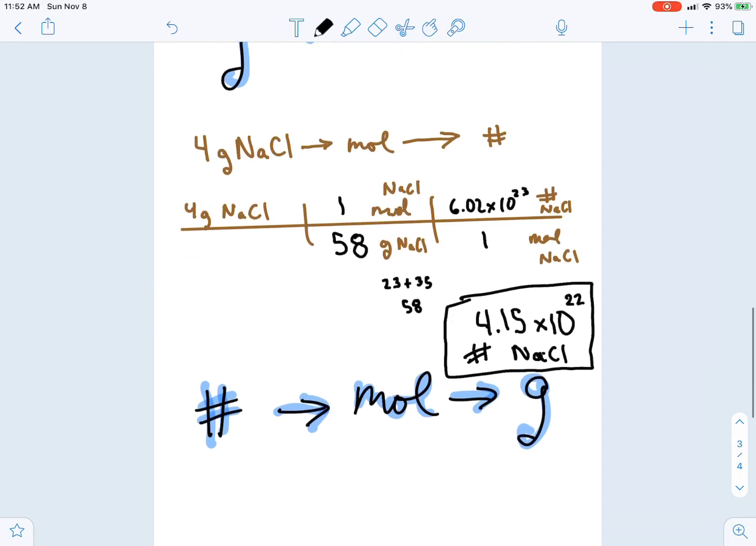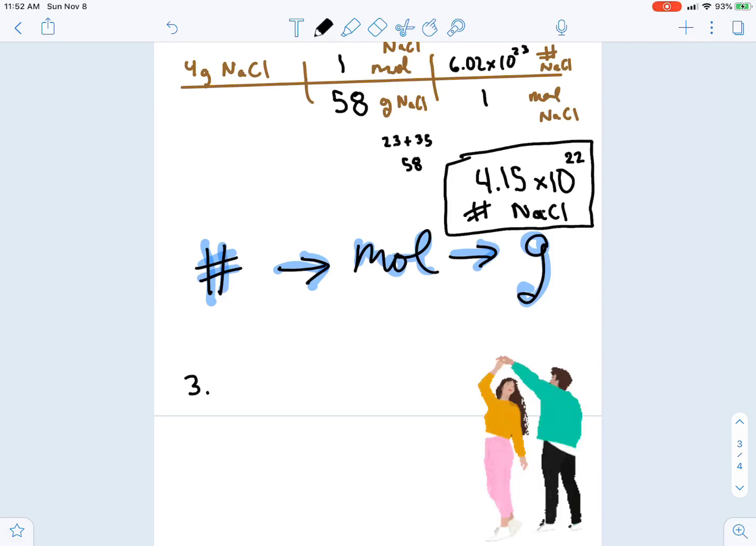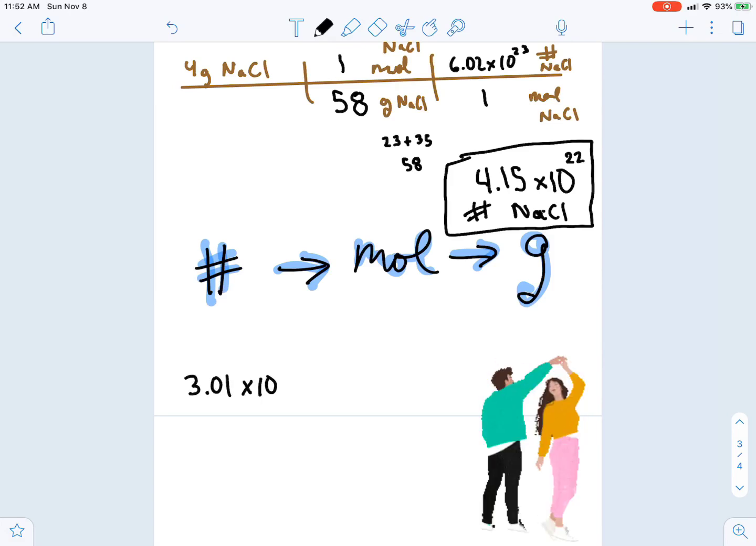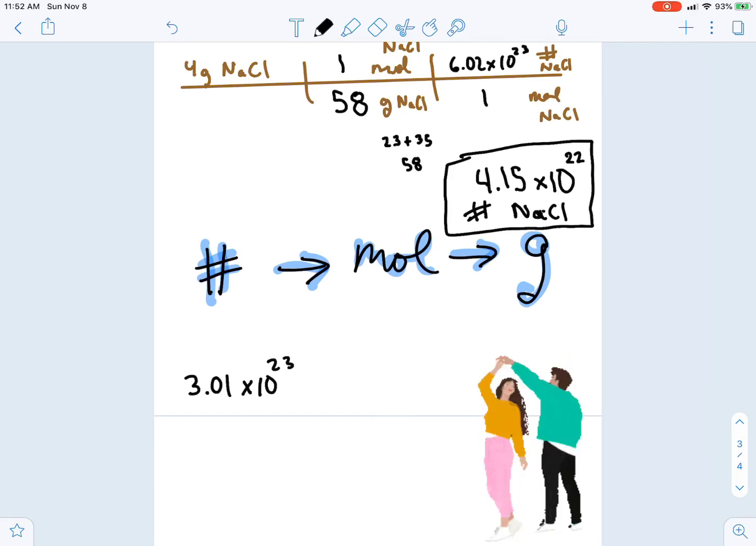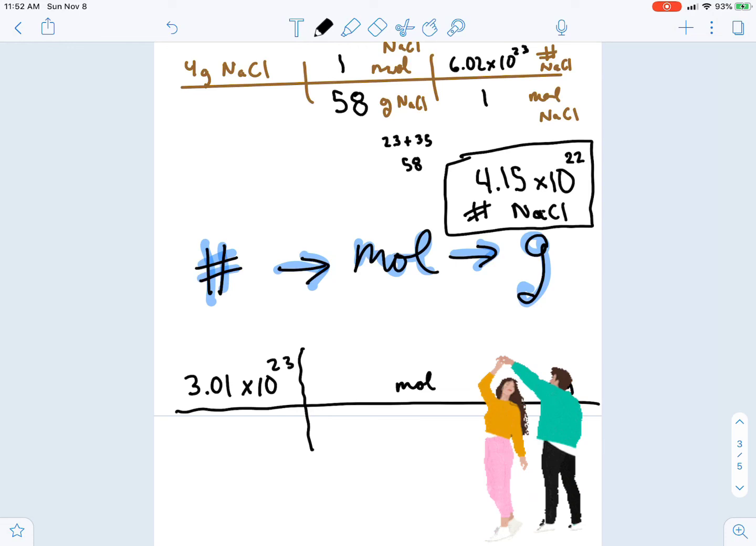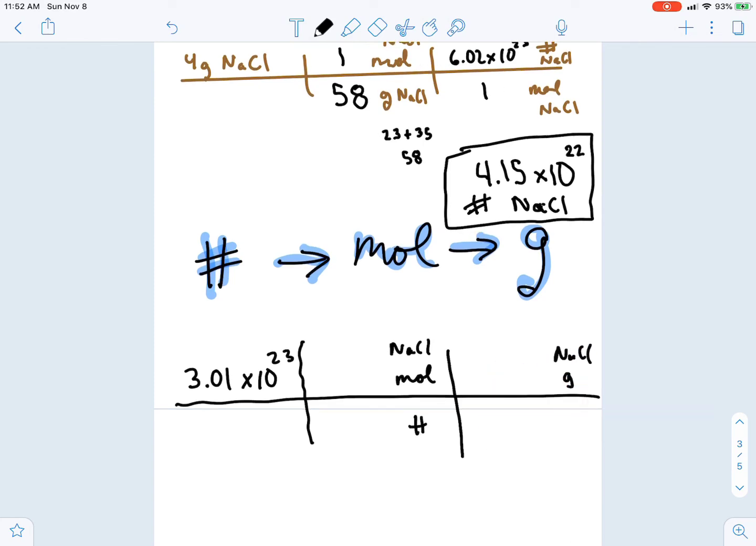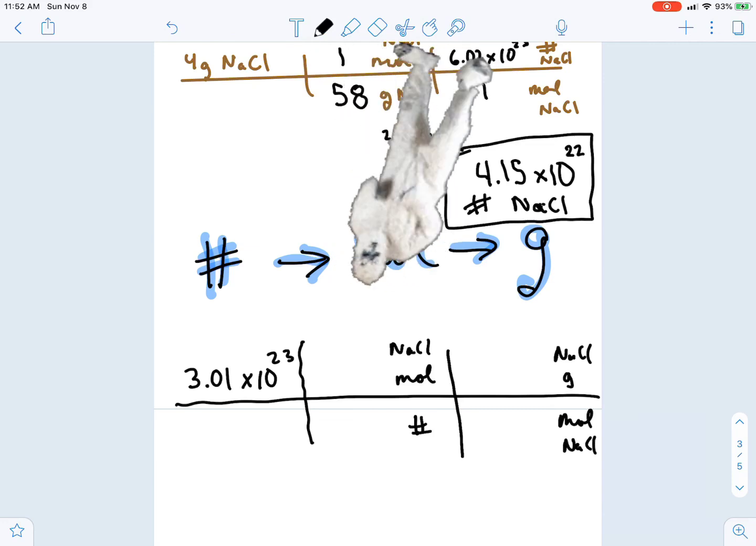One more to go, just the opposite way. I'll give us the number of particles. We'll just say that we have 3.01 times 10 to the 23rd, right? And we'll just stay with NaCl. Now let's find out how many grams that is. So, we have the particle number, and we'll go to moles. Moles is the middleman, and then to grams. And these are all NaCl. Okay, cross out the number. Cross out the moles, and let's punch in our stuff here.